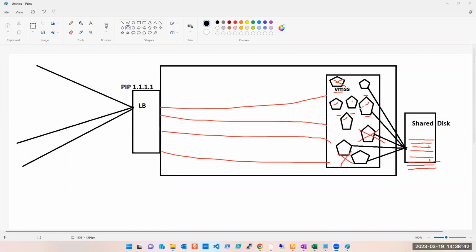So the entire set also does not have one standard public IP for the entire set. There is no such thing. Why would you have one for the entire set? What do you mean by an entire set? A set can never have an IP. A set cannot have an IP, a VMSS cannot have an IP.